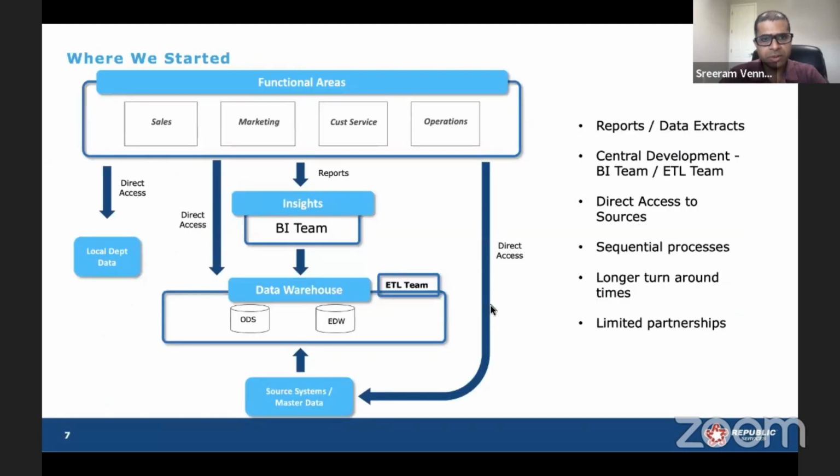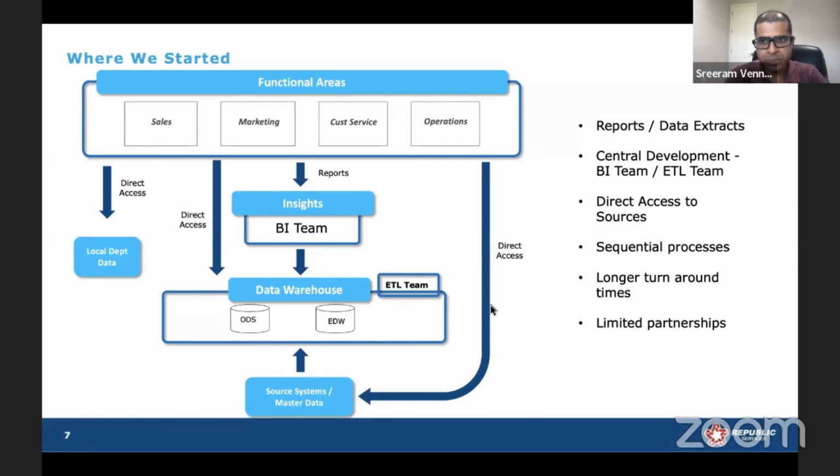Where we started, like I was saying, was with a central team that was taking up requirements or projects from core functional areas. We weren't even working with all the functional areas to start with. We had limited focus areas, and there was one centralized team that was building reports, doing data integration, managing the data platform, etc.